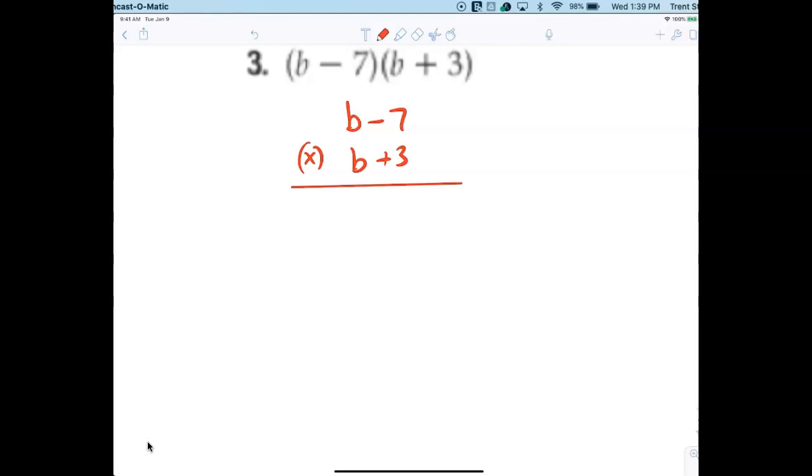All right, now if you got it right, you're in pretty good shape. All of them are this easy. Same pattern. What's 3 times negative 7? 3 times b. b times negative 7. b times b. Adding straight down.